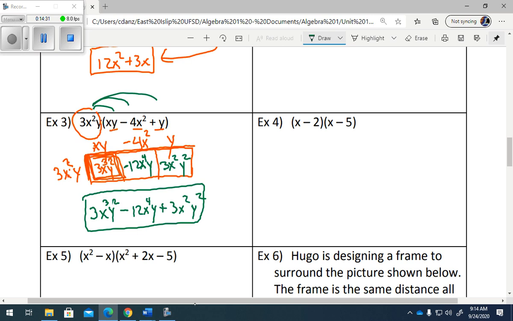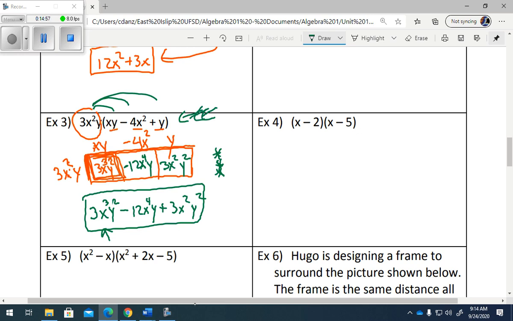3x squared y times xy really is this 3x to the third, y to the second. You're going to see that I tend to do the distributive property because that's the way I'm used to. But I find that nowadays students tend to like the box method. So redraw it so that you get the right answer.